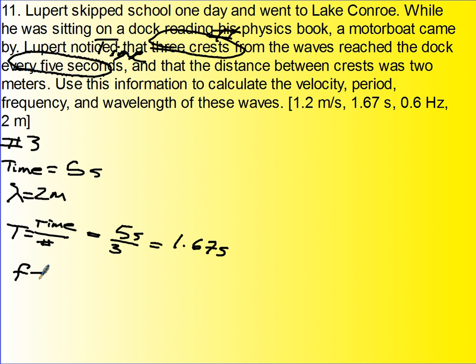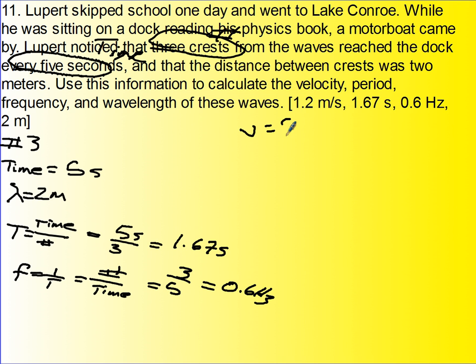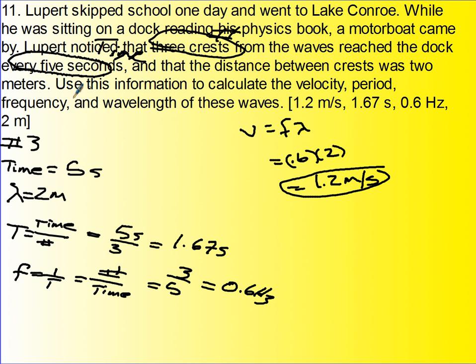All right, the frequency is 1 over the period. Or you could put it as a total number of crests divided by the time. It doesn't matter. So this is 3 divided by 5, or 0.6 hertz. All right. The velocity is f lambda. The frequency is 0.6. And the wavelength is 2 meters. So this is 1.2 meters per second. Hard to believe you could get all of this out of that story.